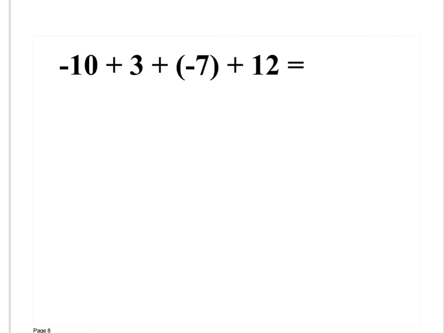Write this down. Go ahead and solve it. Put your pencils down when you're done. Again, I would go left to right just because it's easiest. Negative 10 plus 3 is negative 7. Negative 7 plus negative 7 is negative 14. Negative 14 plus 12 is negative 2.